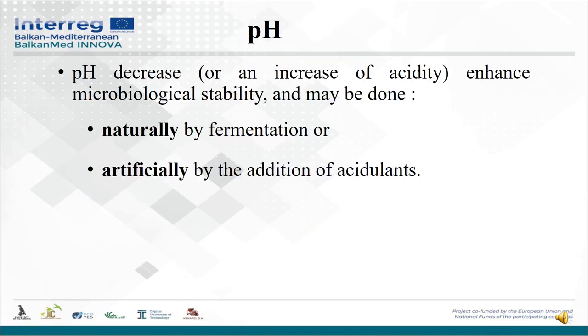Most raw foods have a pH between 5.6 and 6.6. A pH decrease enhances microbial stability, which can be achieved through natural processes such as fermentation, or artificially by the addition of acidulants. Strong acids that are used in food manufacture are hydrochloric and phosphoric acids, which have, for example, a pH of 3.3 or below.